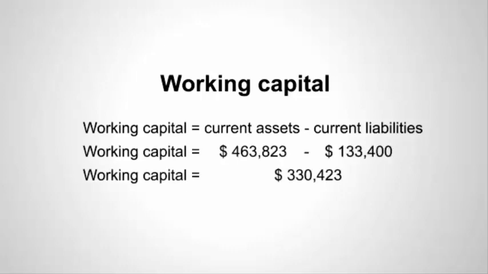$330,423. And I got that by taking the amount of the total current assets, which was $463,823, and then subtracting the amount of the total current liabilities, $133,400. Okay? So working capital. Right? So your banker is going to say, does this company have any working capital? How much do they have before I talk about getting involved with their business?